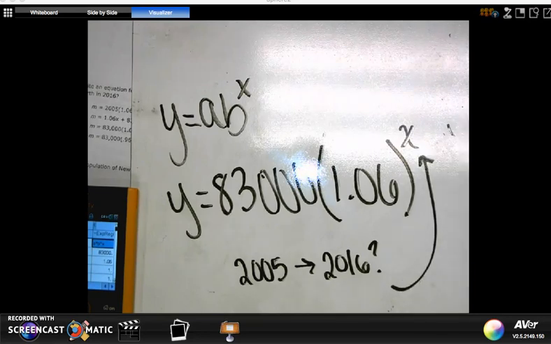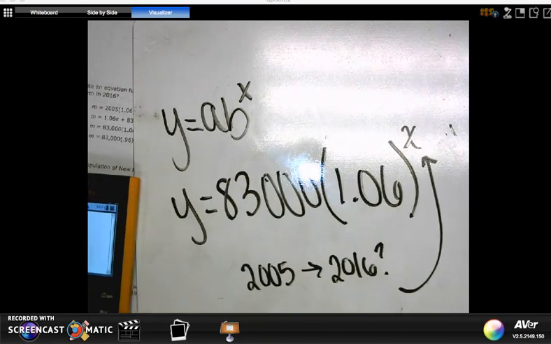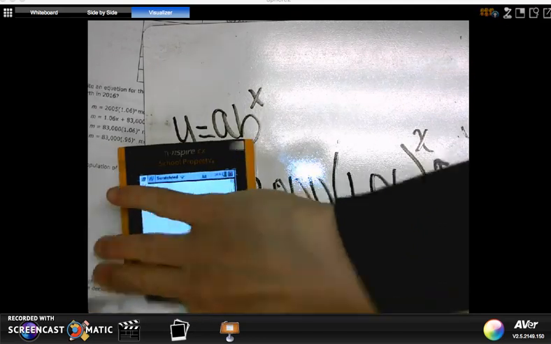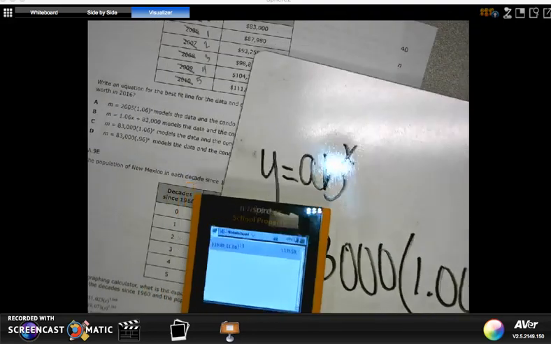Yep. So he's going to go back to the calculate screen. And then 83,000. Oh, sorry, I had it off. Parentheses 1.06. Next one, 11. Awesome. So he got $157,559. And I believe that was option C.